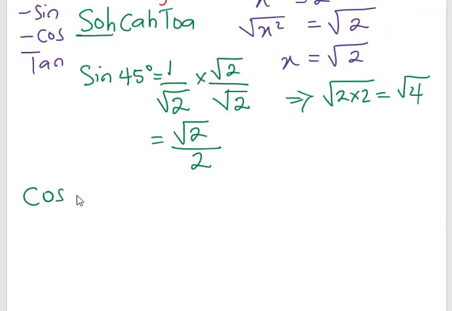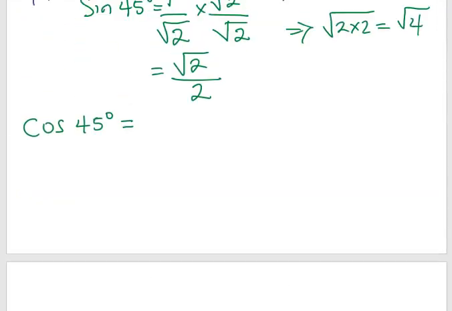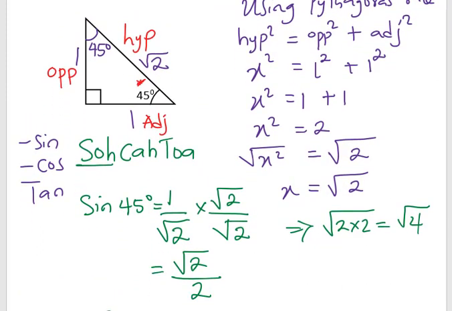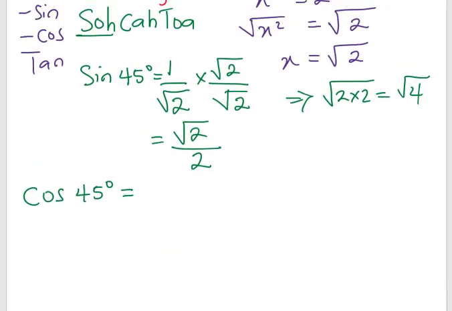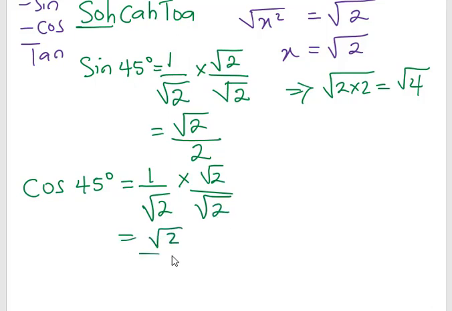For cos 45 degrees, it is equal to adjacent over hypotenuse. From the diagram you can see that the adjacent is 1 and the hypotenuse is surd 2. So adjacent is 1 over hypotenuse surd 2. Same thing is happening, so we multiply by surd 2 because you can't have a surd under. 1 times surd 2 is just surd 2 over 2.